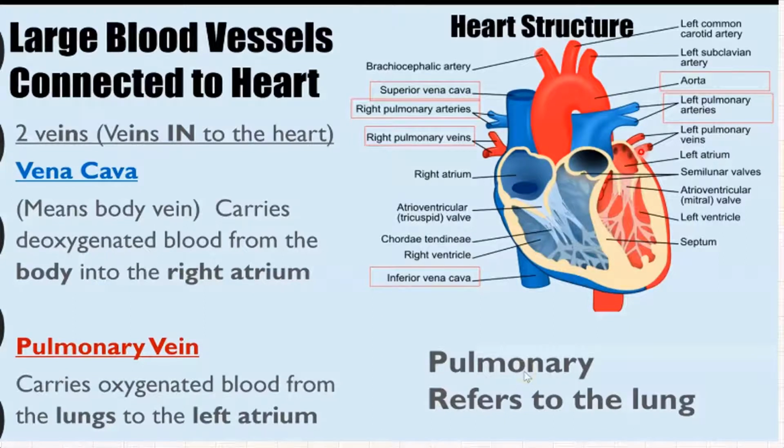So this much about the veins. This is the superior Vena Cava, the inferior Vena Cava, then the left pulmonary vein and the right pulmonary vein. Though these pulmonary veins are bringing oxygenated blood from the lungs to the atrium, they are called veins because they are bringing blood into the heart.